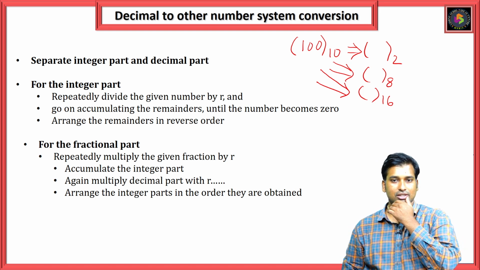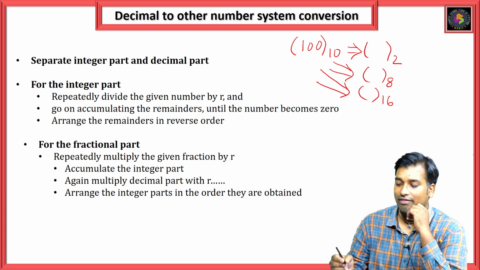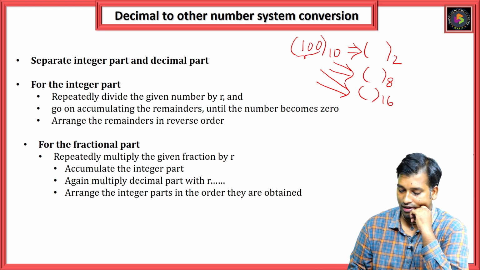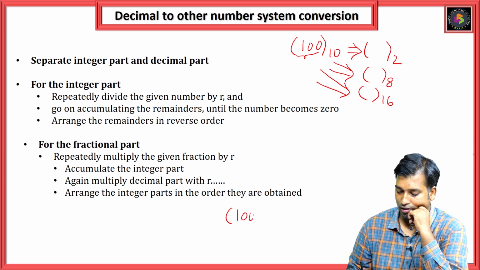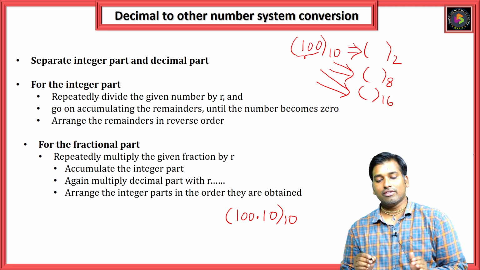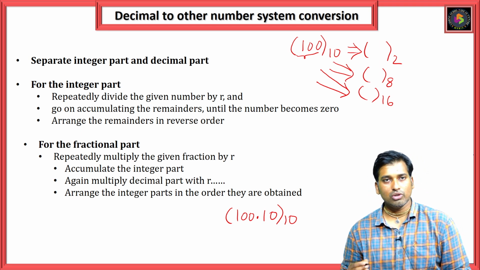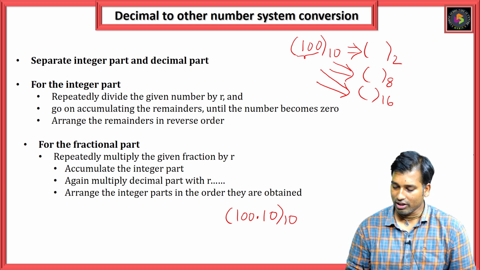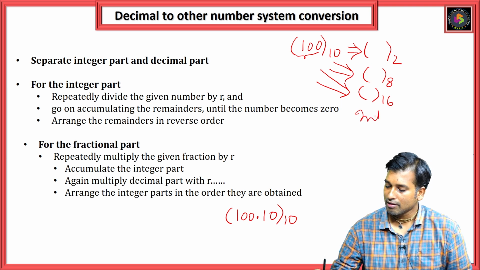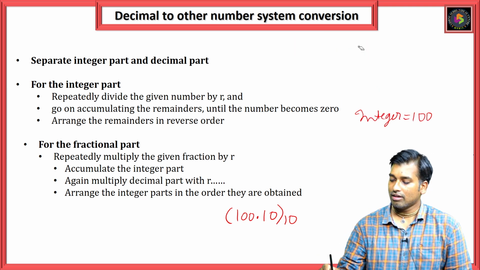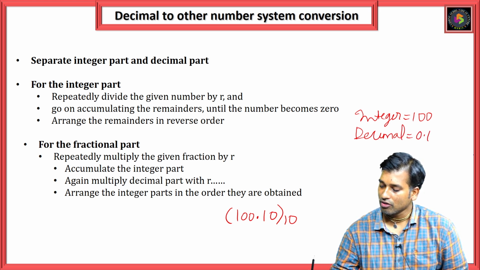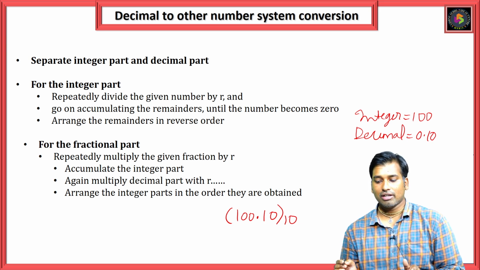So there is a procedure for this. What is the procedure? Here 100 has only an integer part, so let us take some other number, like 100.10 base 10. Now I want to convert it into the other number system. There is a process to it. First, we have to separate the integer part and the decimal part. The integer part is 100. The decimal part is 0.10.